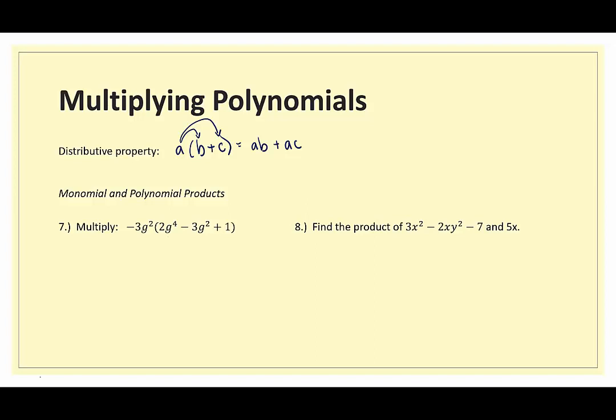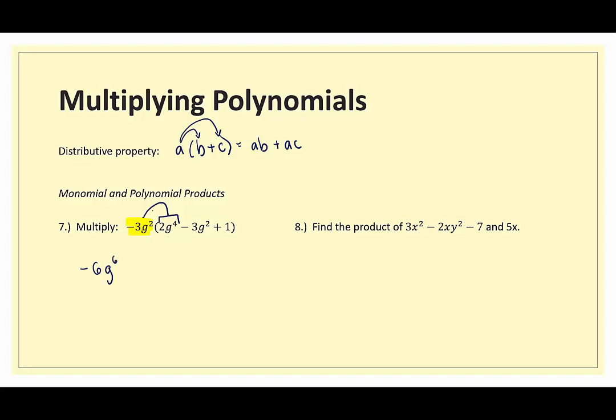So let's take a look. We have this monomial, just this one thing, negative 3g squared, and we want to multiply it to the three terms inside that set of parentheses. So first up, we're going to multiply negative 3g squared to 2g to the fourth. A negative times a positive will be negative, so this first term will be negative. 3 times 2 is 6, and g squared times g to the fourth. Remember, we're going to add those exponents. We get g to the sixth.